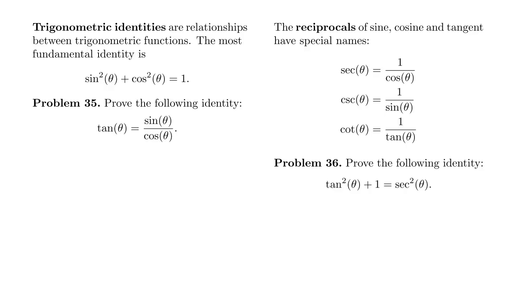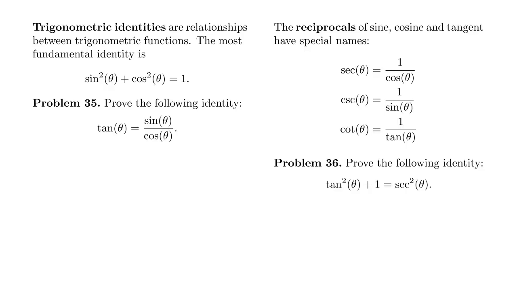There are many relationships between trigonometric functions which are useful for simplifying and manipulating equations. We call these relationships trigonometric identities. One of the most basic trigonometric identities is the rule that sine squared of an angle plus cos squared of that same angle is equal to 1 regardless of what the angle theta is. This identity comes from the unit circle.